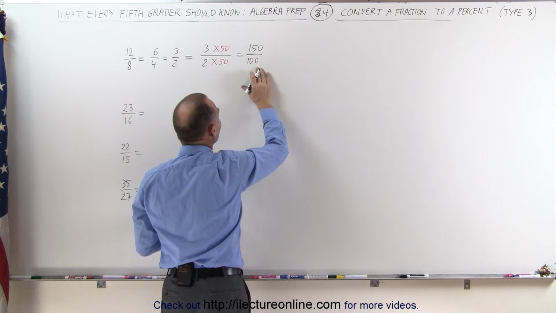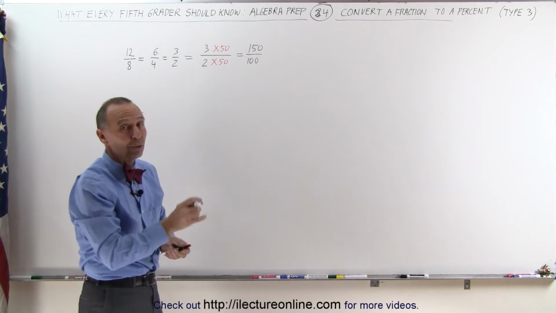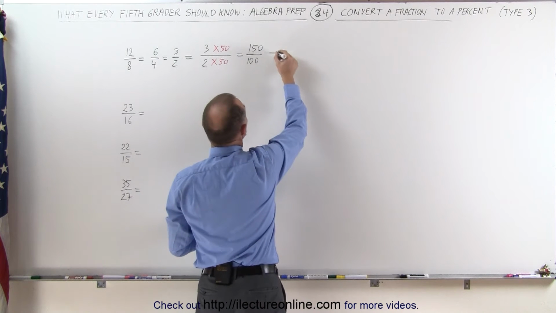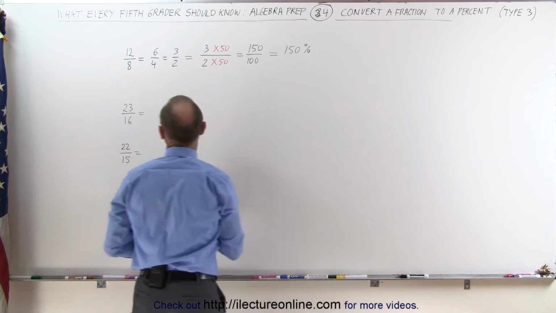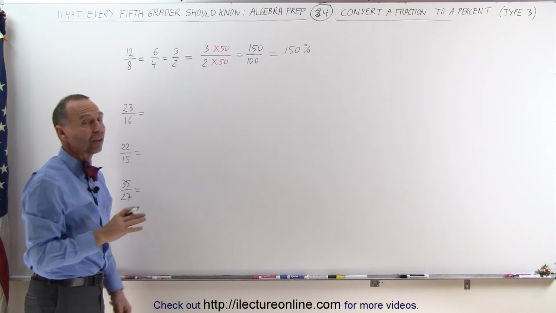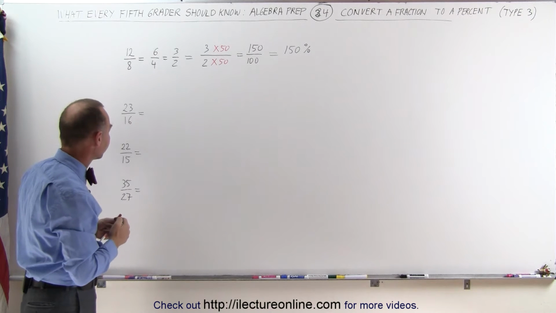And again, the rule is that any fraction that has 100 as a denominator, we simply take the numerator and put a percent sign behind it. This then is 150%. 12 divided by 8, which can be written as 6 over 4 or 3 over 2, is 150%.